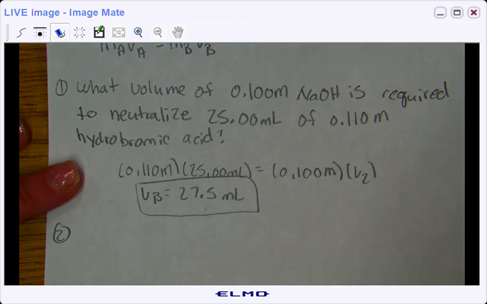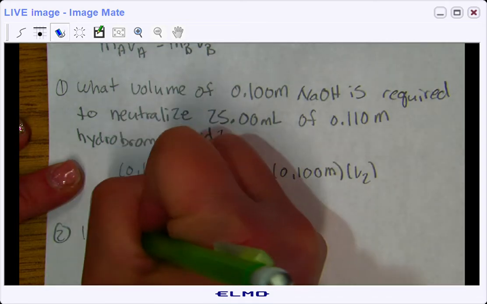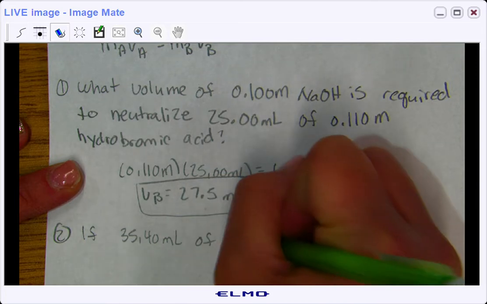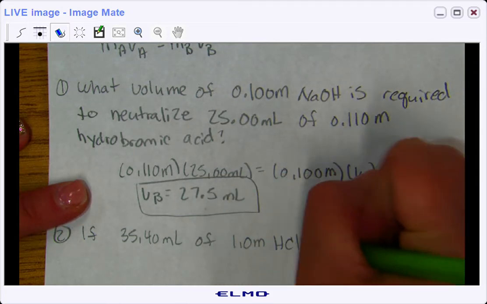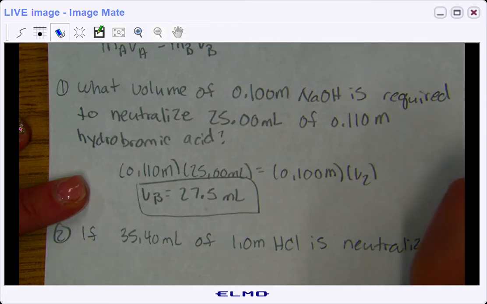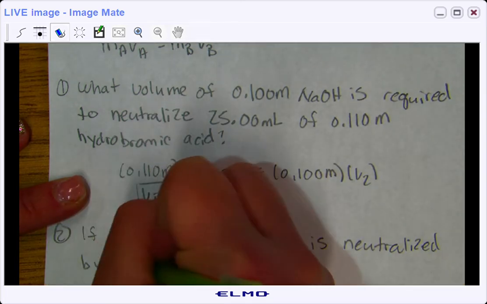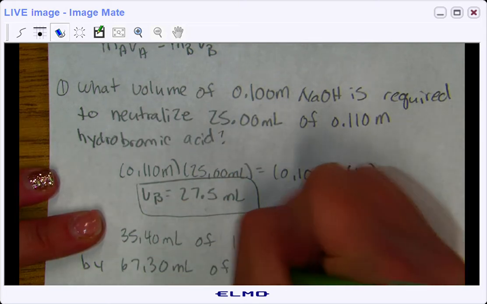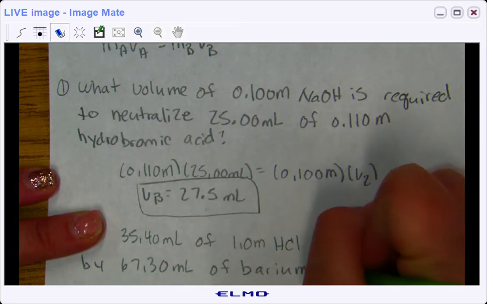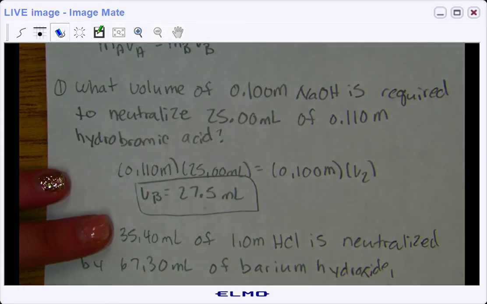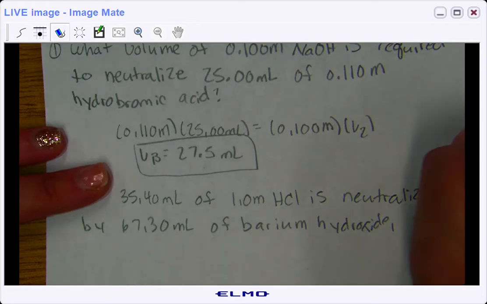If 35.4 milliliters of a 1 molar hydrochloric acid solution is neutralized by 67.3 milliliters of barium hydroxide, what is the molarity of the barium hydroxide?